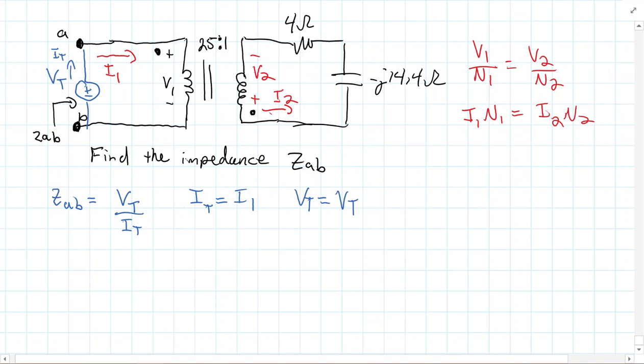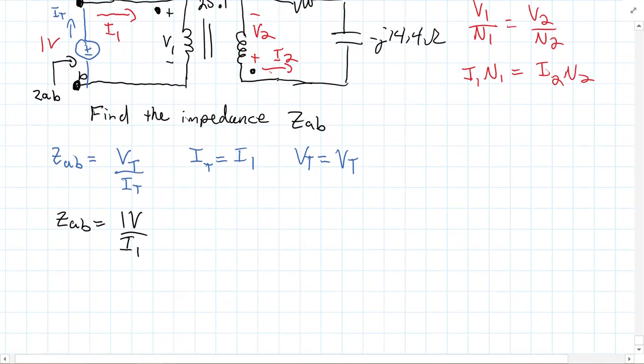Now, one thing to make life a little bit easier is, instead of just using V-test here, I'm going to actually put a value here. And it doesn't matter what value you use, but I'm just going to put 1 volt here. So then my ZAB is simply going to be 1 volt over, well, I1 or I test, because that's what it is. So we have to figure out what I1 is.